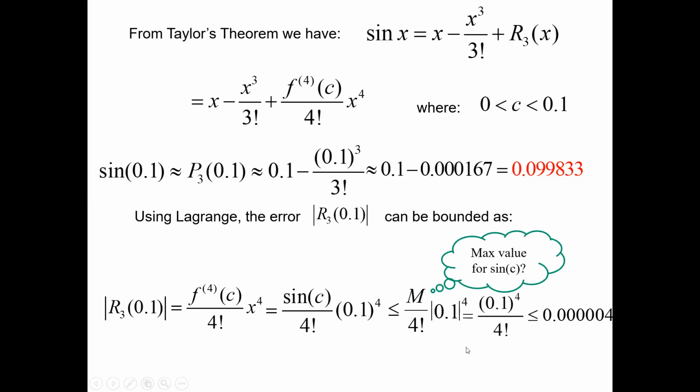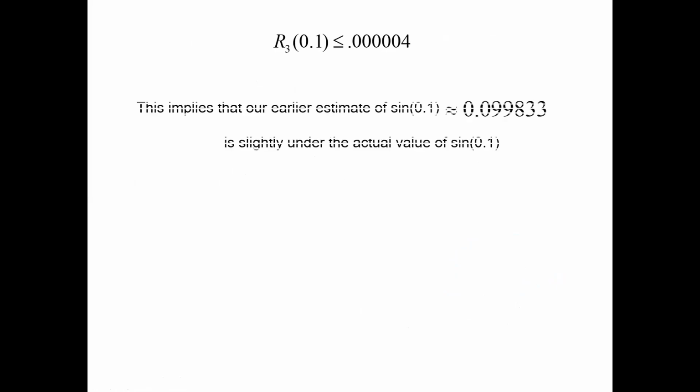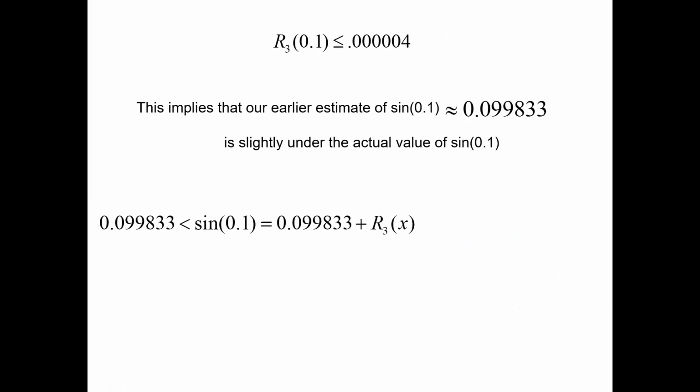And so this remainder is bounded by 1 over 4 factorial times 0.1 to the 4th power, which is just 0.1 to the 4th power over 4 factorial. And that gives us this number right here when we change it to a decimal. So that means our remainder is less than, or our tolerance, if you want to say that, is within 0.000004. So our estimate of 0.099833 is slightly under the actual value by how much?